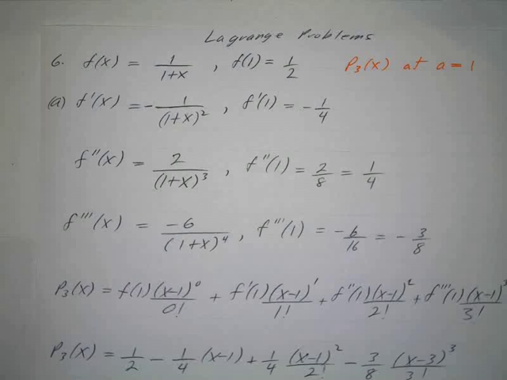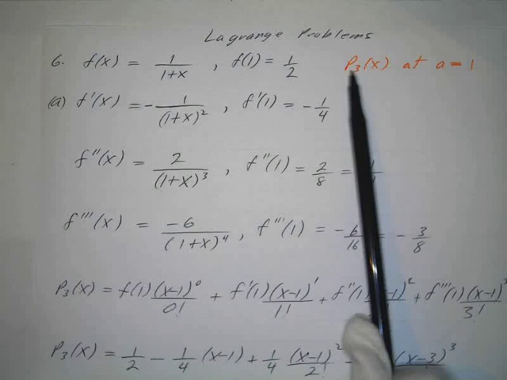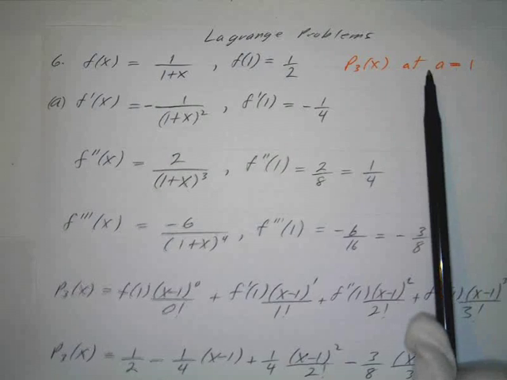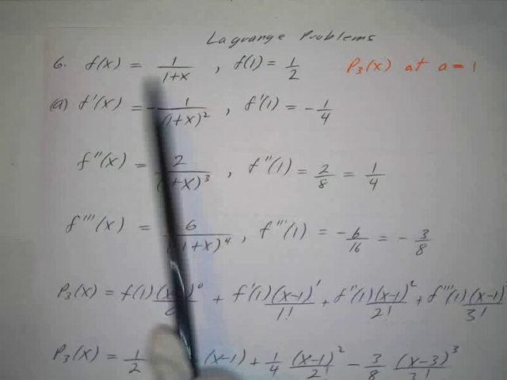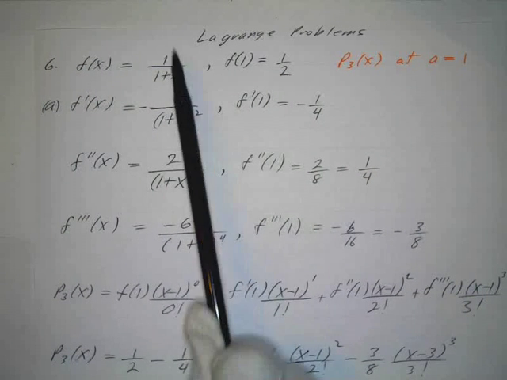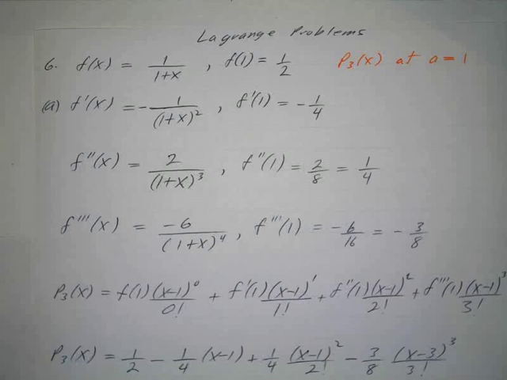In number 6, we just want to find the expansion. This is a little different. First of all, we want to find p sub 3 of x at a equals 1. We gave you a center here for this function. So we just take our derivatives. I'll find my problem over here.